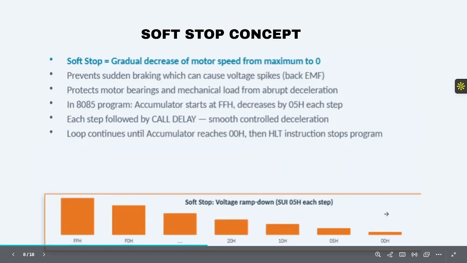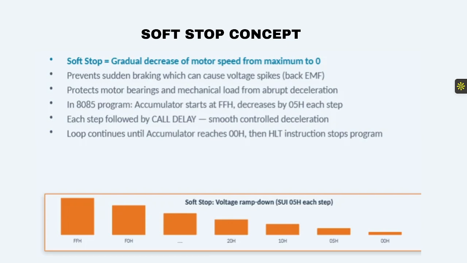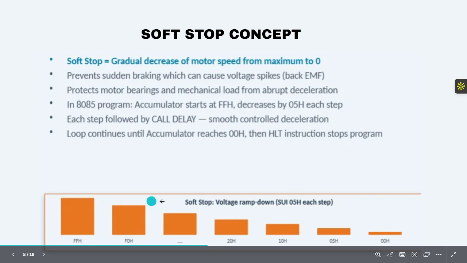Next is the concept of soft stop. Soft stop means a gradual decrease in steps. Instead of a sudden stop, the voltage is reduced step by step. In the same way, the voltage is reduced by steps of 05H. It is maximum at FFH and is decreased to 00H.